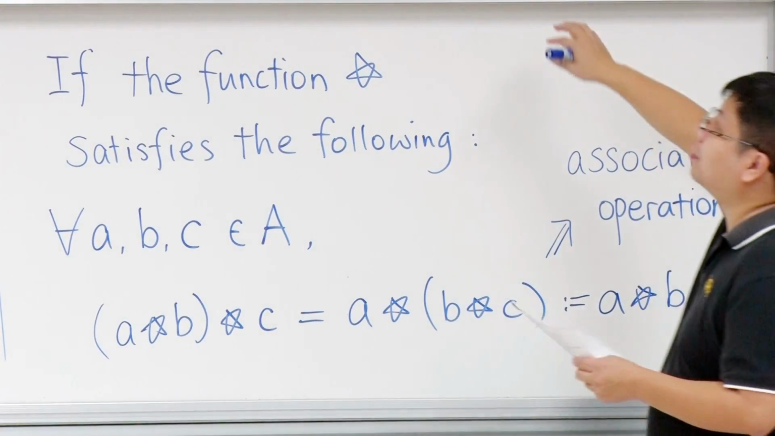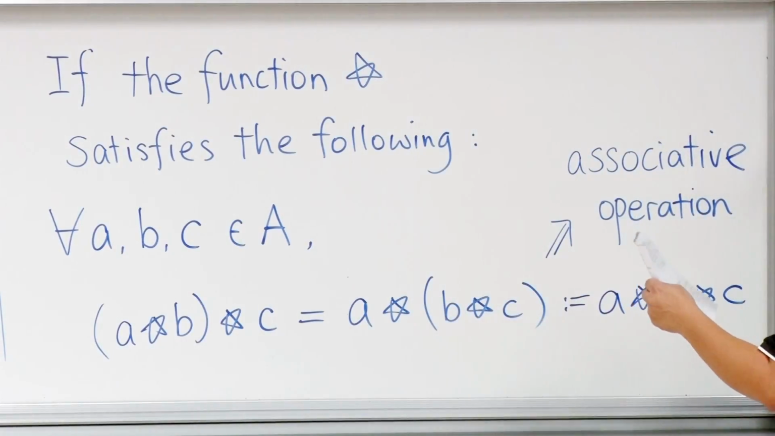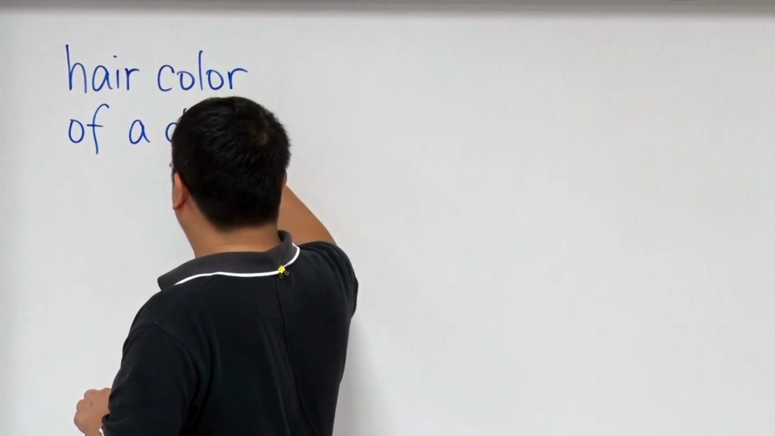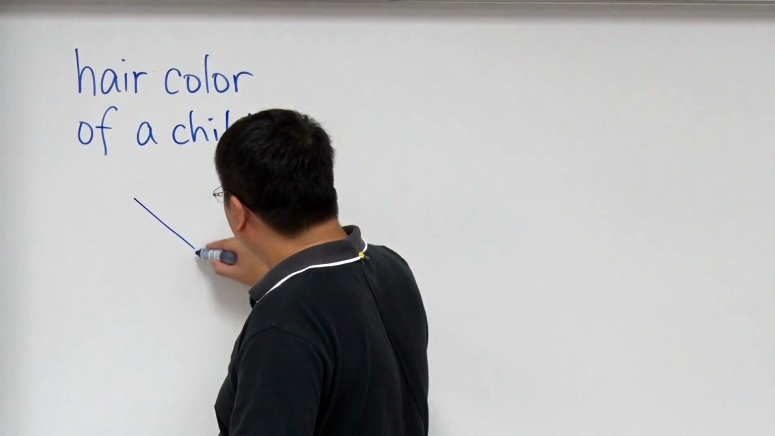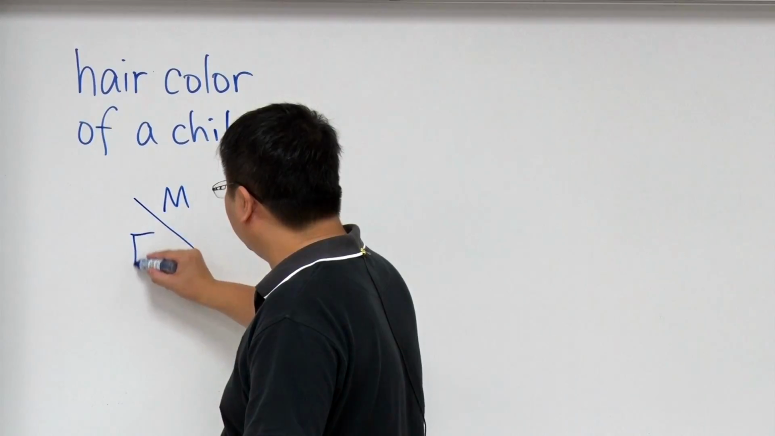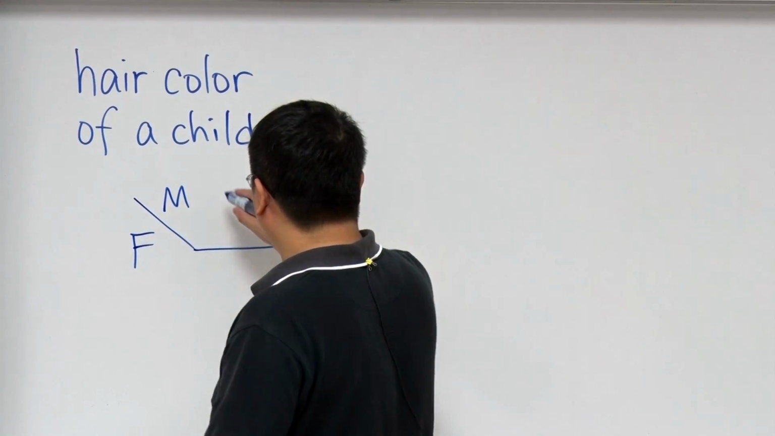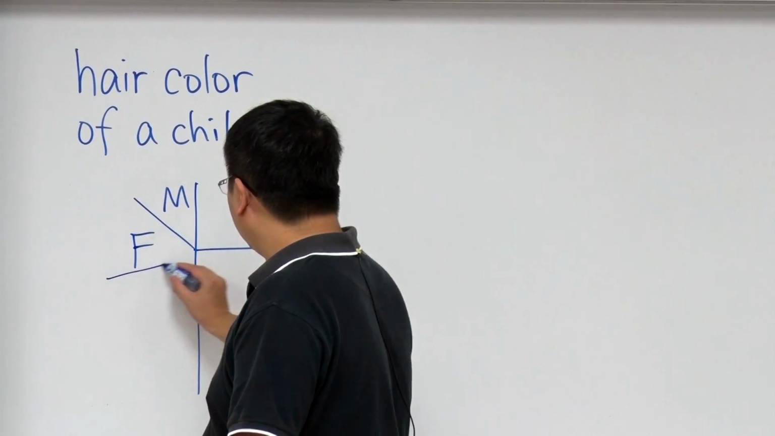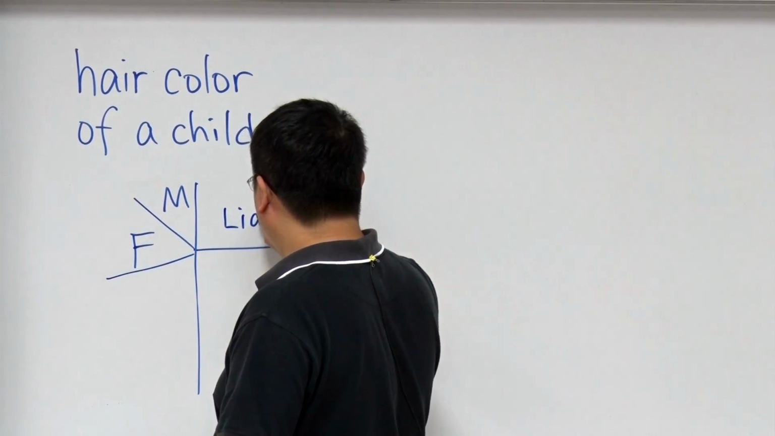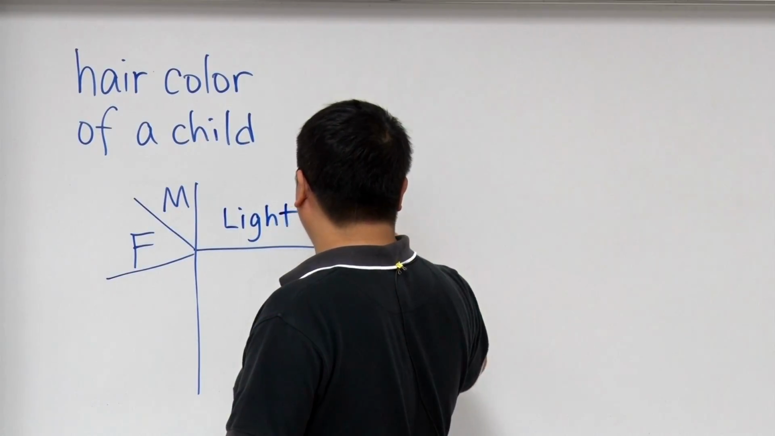Okay, so let's see some example. Suppose that the hair color of a child is determined in this way. We take a look at the mother and the father. The color of the mother's hair could be light or could be dark.